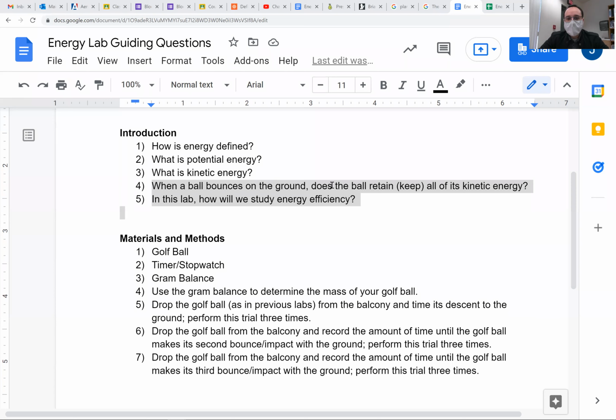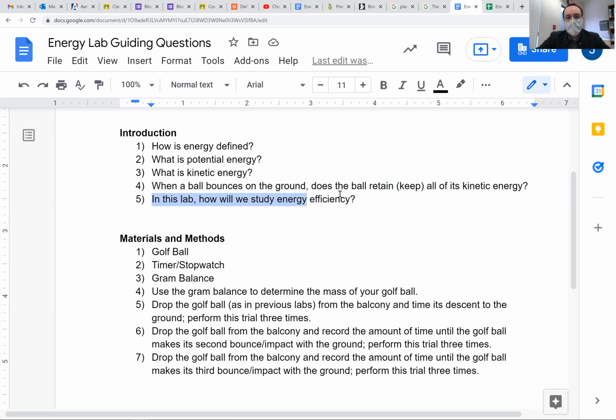If we go back to the questions: when a ball bounces on the ground, does the ball retain, or keep, all of its kinetic energy? Well, no, because it doesn't bounce all the way back up. After it hits, it loses some height and therefore it loses some kinetic energy, or some potential energy, depending on how you want to look at it, with each bounce.